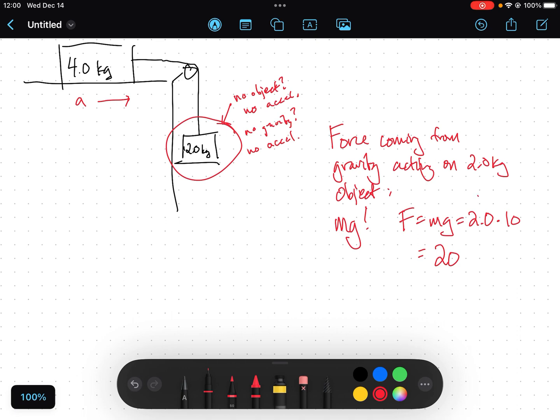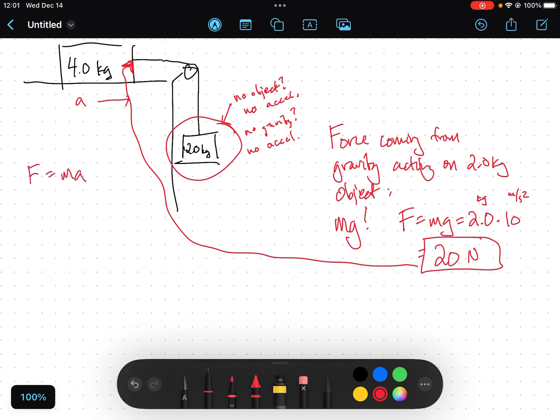And if you remember, the units here are kilograms and meters per second squared, and the units for force are newtons. So we have a 20 Newton force. That 20 Newton force is going to be acting right here too, right? Because there's that connection. There's the rope, which is basically transferring the gravity that's acting on the 2 kilogram object to the 4 kilogram object. And we know Newton's second law says force equals ma, and we know that the mass is 4 kilograms, so our acceleration should be about 5 meters per second squared.